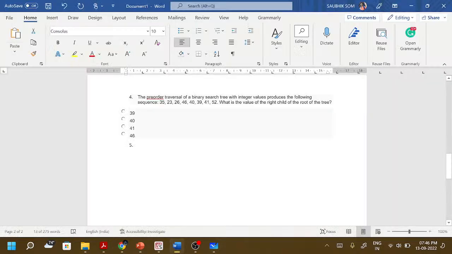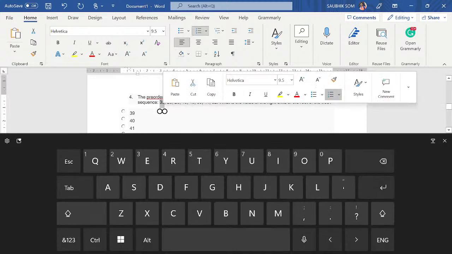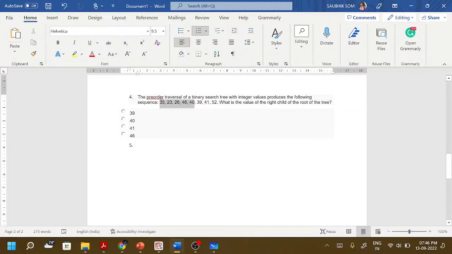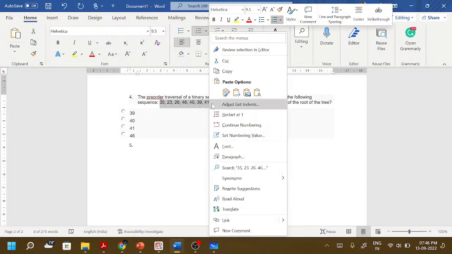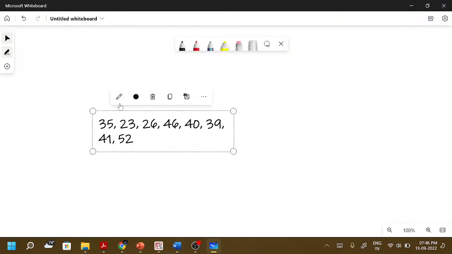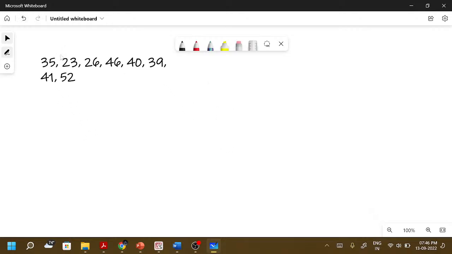The pre-order traversal of a binary search tree of integer values produces the following sequence. What is the value of the right child of the root of the tree? So we have to draw the root. Now for drawing a root, I think pre-order traversal was not taught in the class, most probably, right?